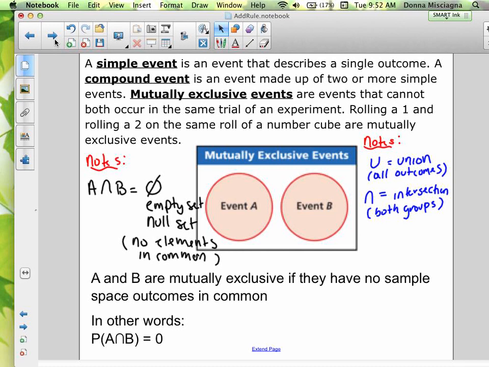Oops. In first period, we got to the very top of the 4th page. I think we will here too.